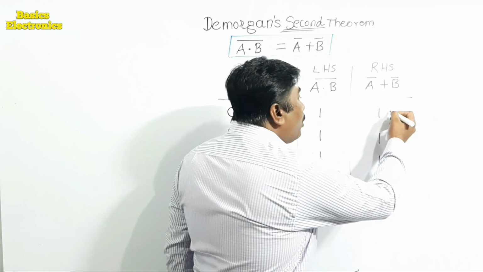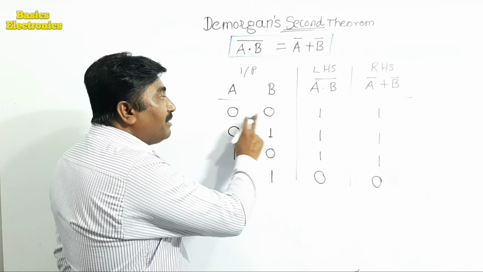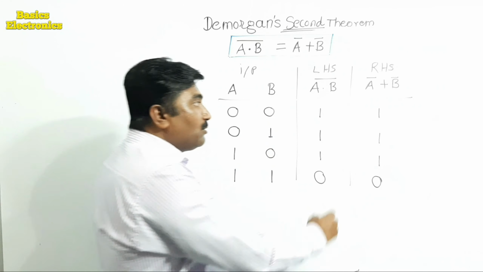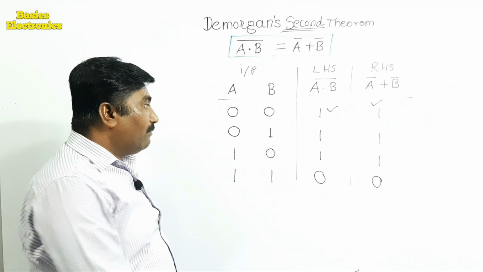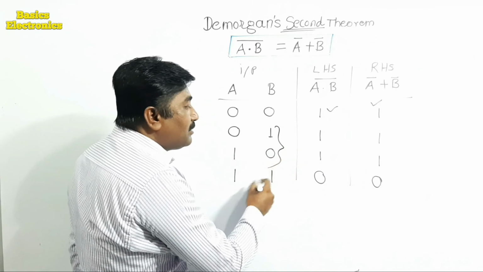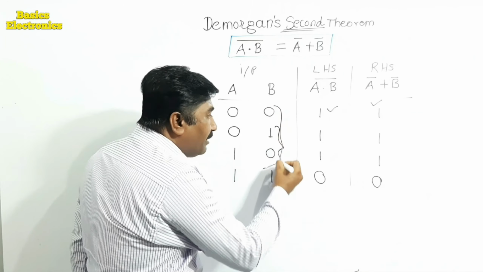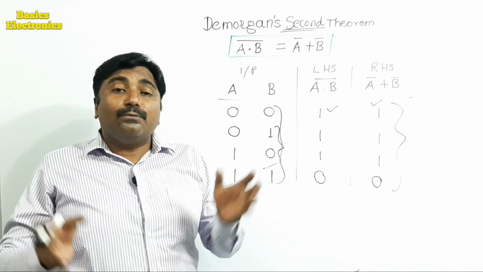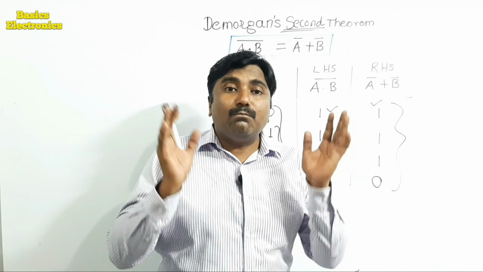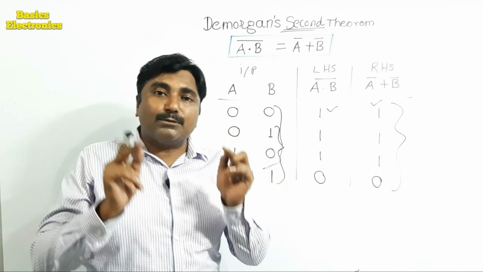So for all combinations, for the first combination A is 0, B is 0, we got the left-hand side and right-hand side both 1. Likewise, for all these combinations we get equal outputs at the left-hand side as well as at the right-hand side. Hence we can say the De Morgan's second theorem is proved.